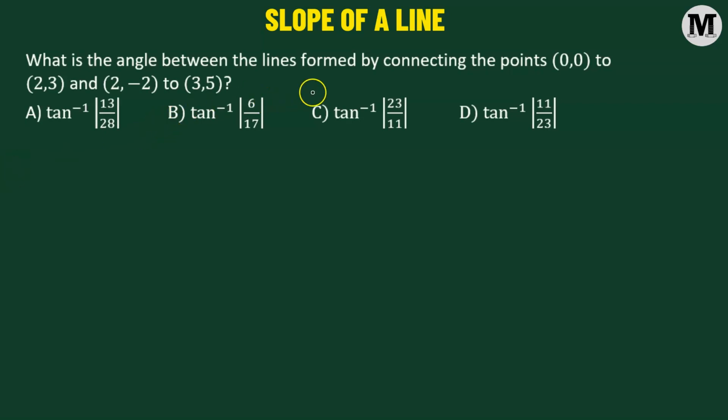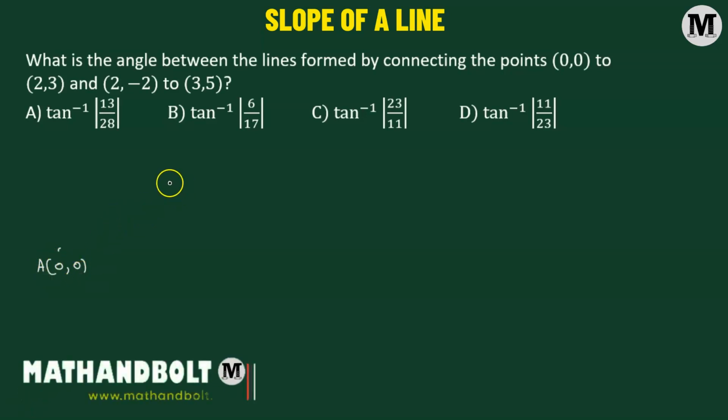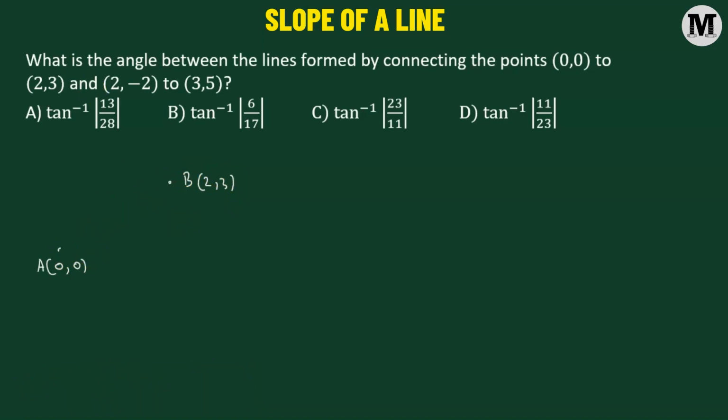What is the angle between the lines formed by connecting the points (0, 0) to (2, 3) and (2, -2) and (3, 5)? So we're going to consider a point A and we're going to name its coordinates as (0, 0). We have another point B with the coordinates (2, 3). We'll be joining point A and point B.